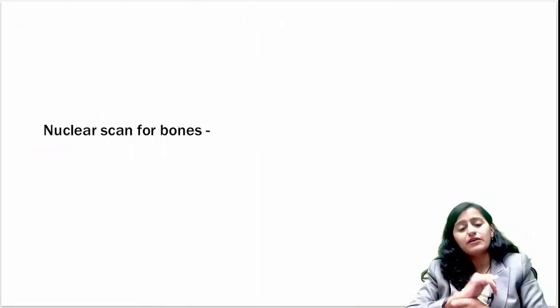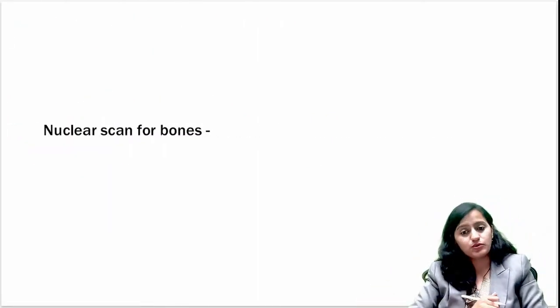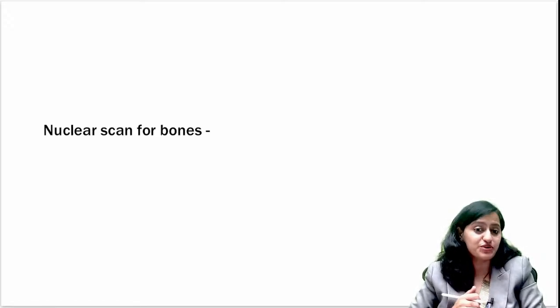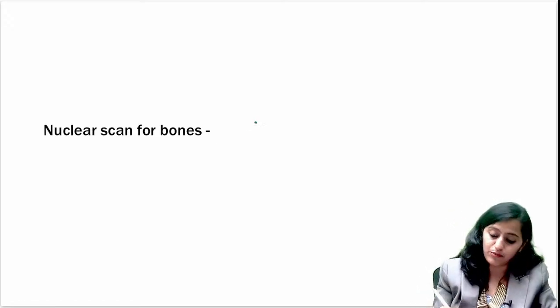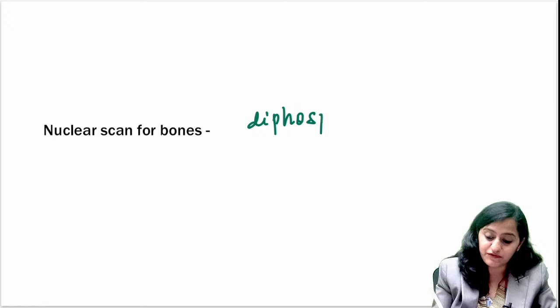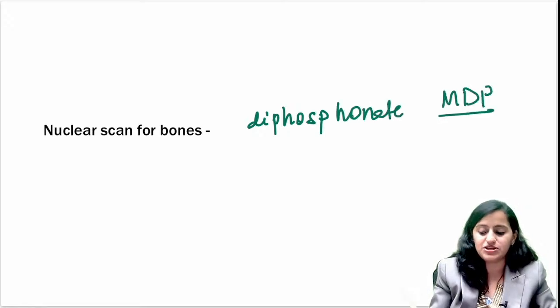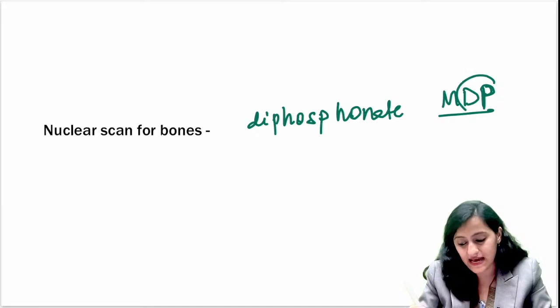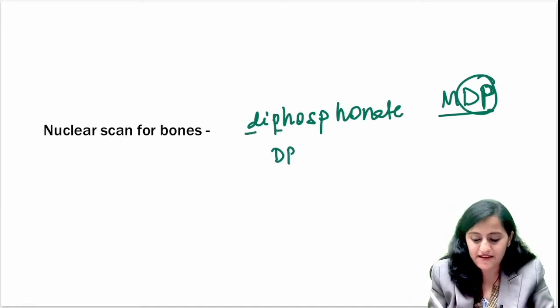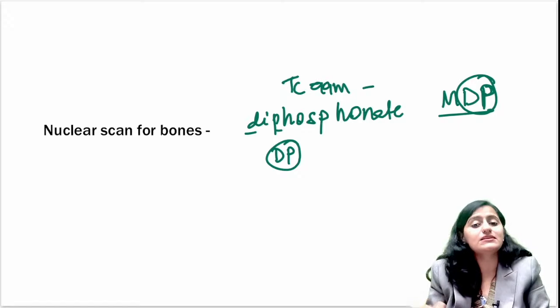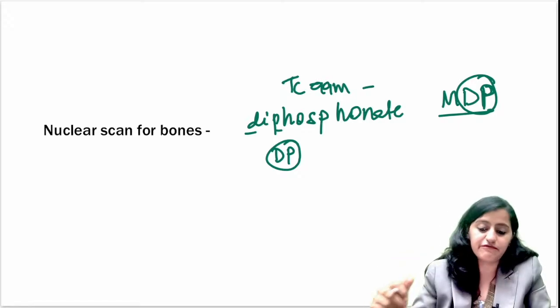Next one, what is a nuclear scan which is done for bones? For osteoporosis, the drugs that you have are bisphosphonates. So similarly, the nuclear scan for bone that you have is the diphosphonate scan. So MDP scan, HMDP scan, HEDP scan, DP, diphosphonate is the DP scan. It is technetium 99 diphosphonate scan, which is done for bones.